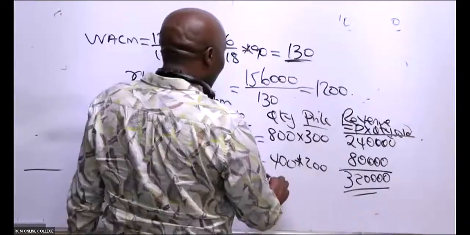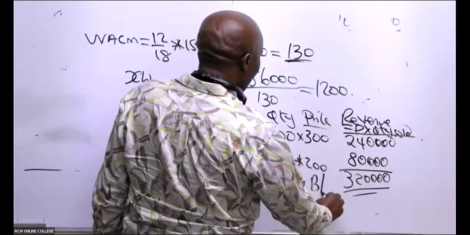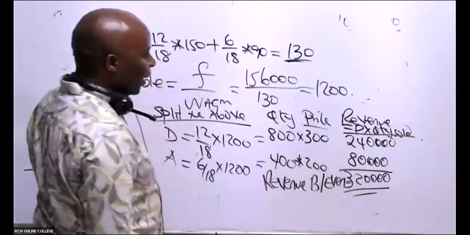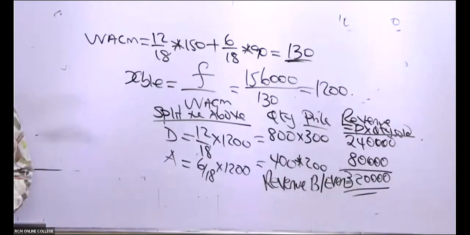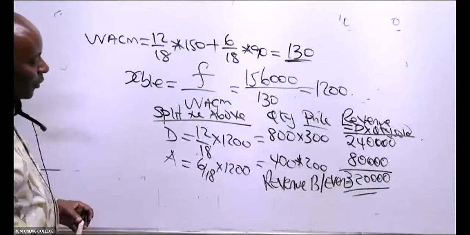So this is the revenue. The revenue break even is 320,000. Revenue break even is 320,000.